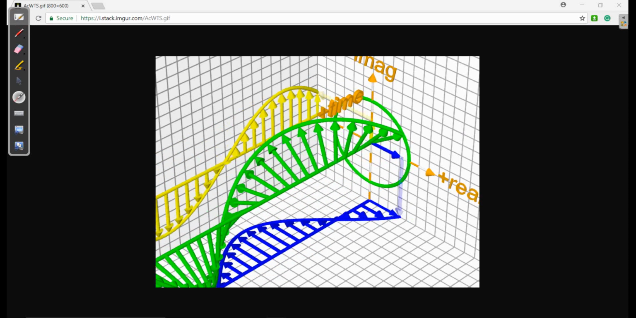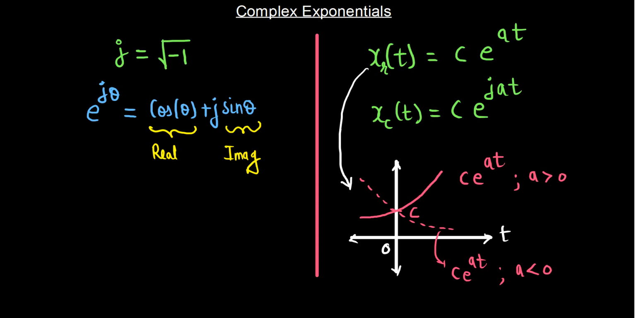So coming back, we have seen the complex exponential, and we can now visualize how these complex exponentials look. Complex exponentials have two parts, the real and the imaginary, and both of them are actually real. They are just separated by the imaginary notation, that is j.